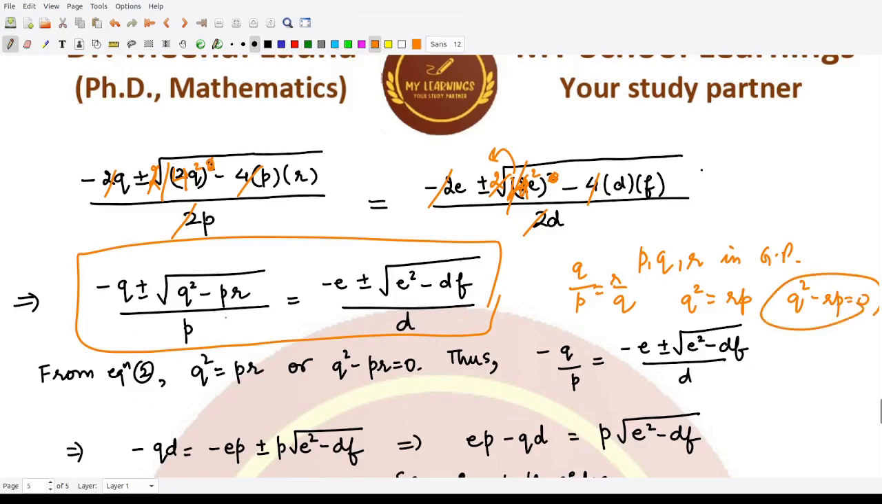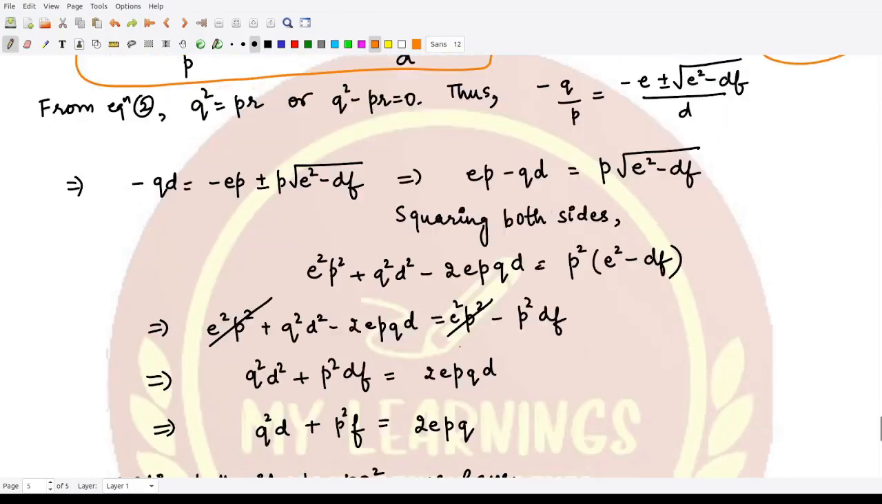So we can substitute 0 here, and if you substitute 0 here, you would have this thing minus q upon p, this is equal to the whole of this thing, correct? Okay. Now what we can do, we can cross multiply d and p on both sides, so that we would have minus qd equal to minus ep plus minus p into square root of e square minus df. We can shift this ep to the left hand side, so we have this thing.